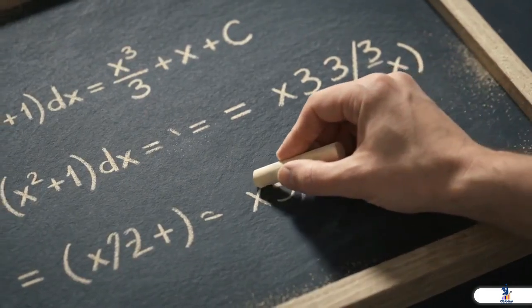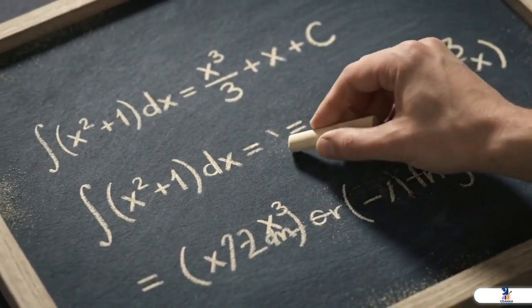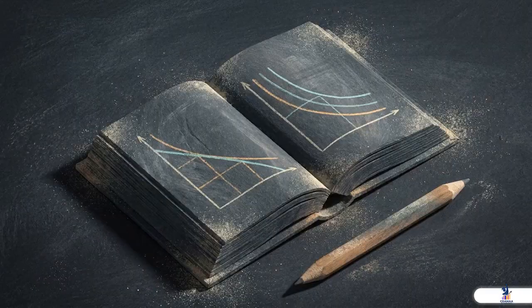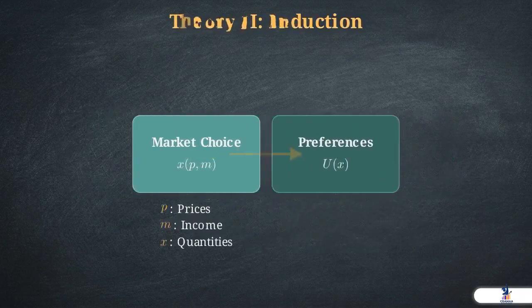Most of consumer theory 1 focused on deduction, starting with a utility function and deriving how a consumer should behave. We assumed the internal logic existed, then looked for the resulting demand. But in the field, we only have access to market data: the prices paid, the income available, and the quantities purchased. Theory 2 reverses the engine.